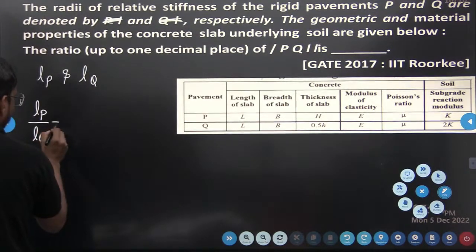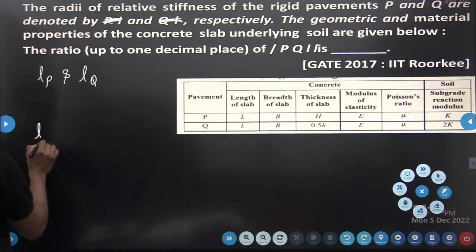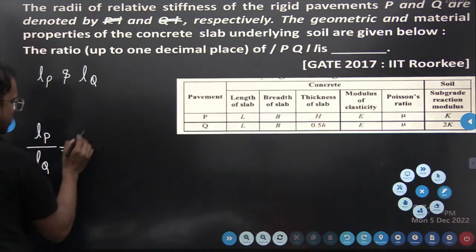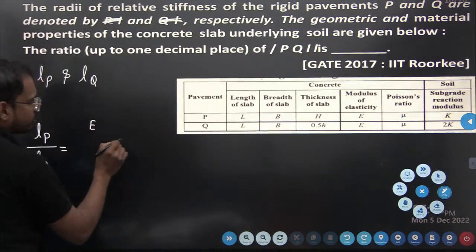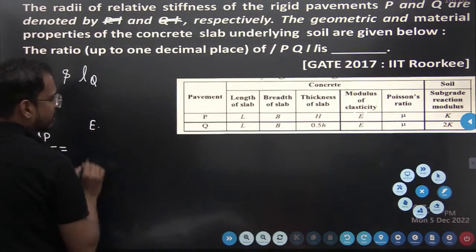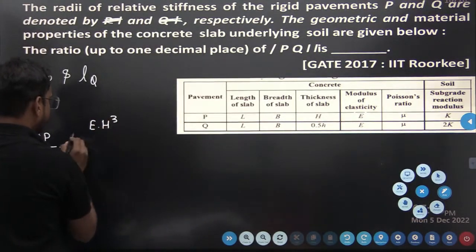We already know the formula to calculate the ratio of LP upon LQ. The value is E H cube. For road P, E is E multiplied by H cube, where H is capital H whole cube, dividing by 12K.